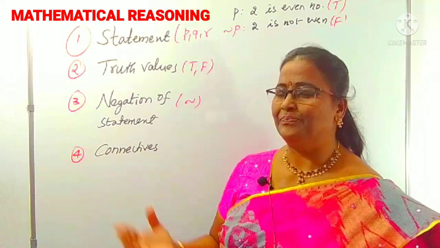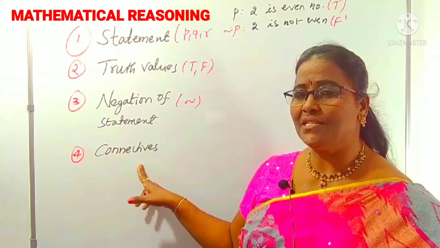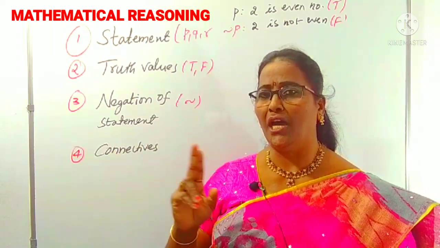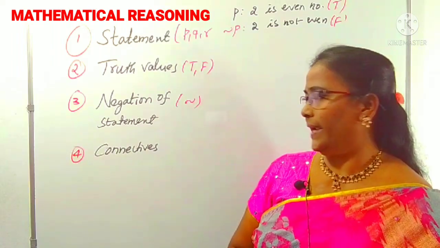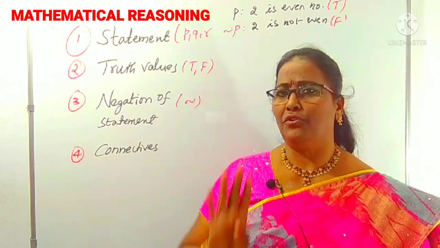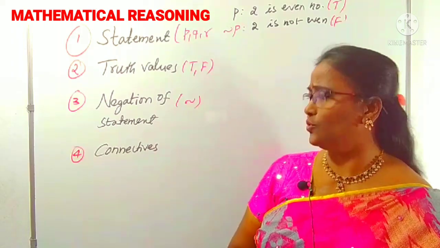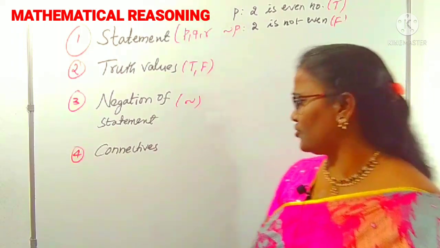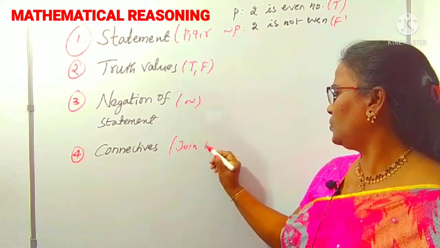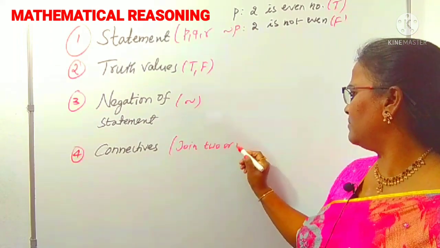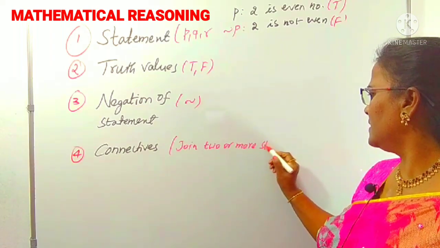Connective means singular, connectives means plural. When we use these connectives to join two or more statements, those are called compound statements. Okay, there are majorly four types of connectives that you have to know. Connectives are used to join two or more statements.